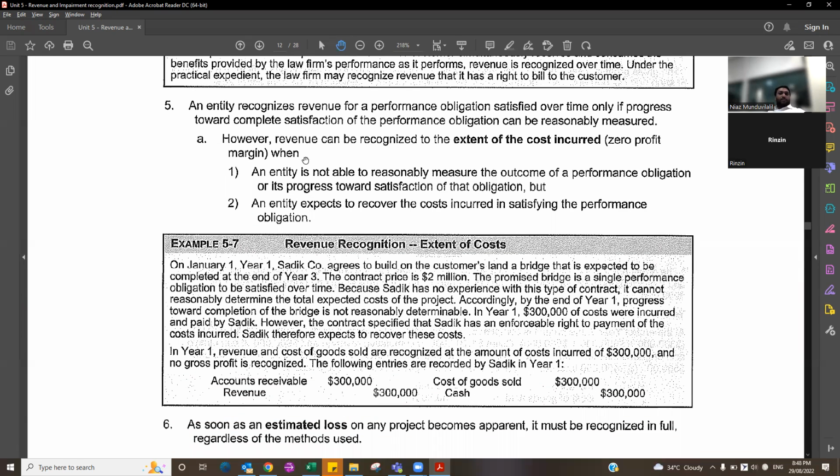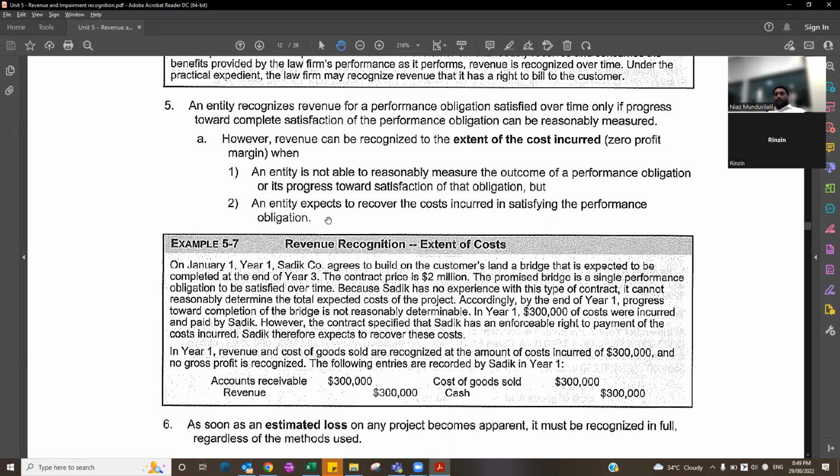An entity recognizes revenue for a performance obligation satisfied over time only if the progress towards complete satisfaction of the performance obligation can be reasonably measured. Okay. However, revenue can be recognized to the extent of the cost incurred. It's zero profit margin when an entity is not able to reasonably measure the outcome of a performance obligation or its progress towards satisfaction of the obligation, but an entity expects to recover the cost incurred in satisfying the performance obligation.